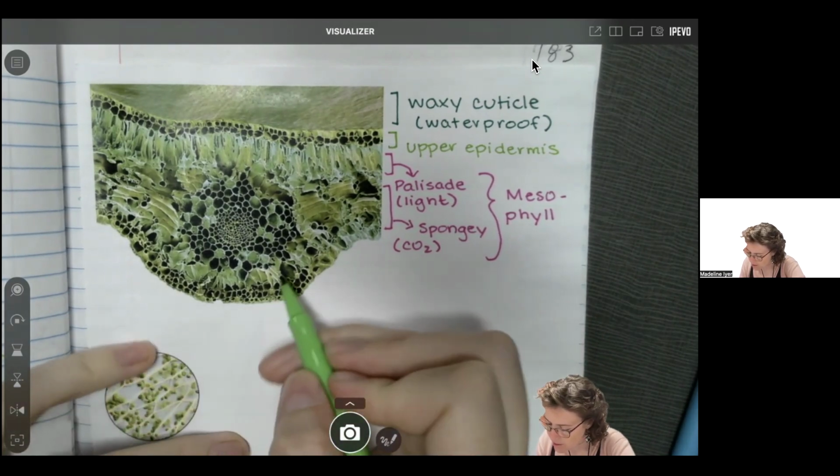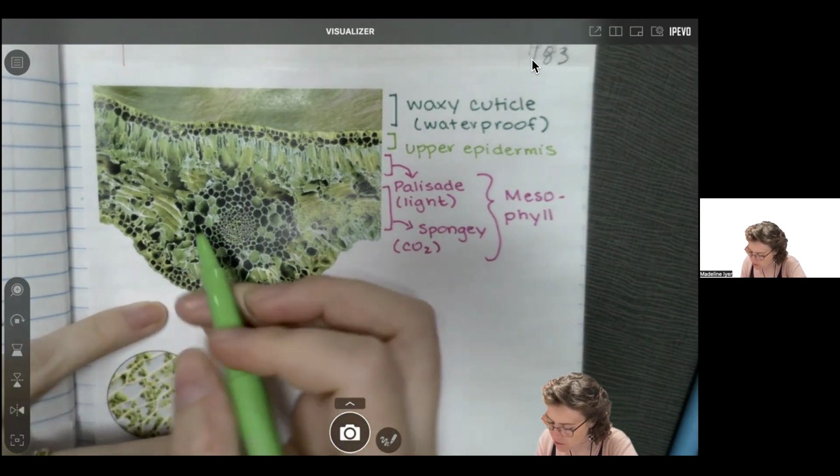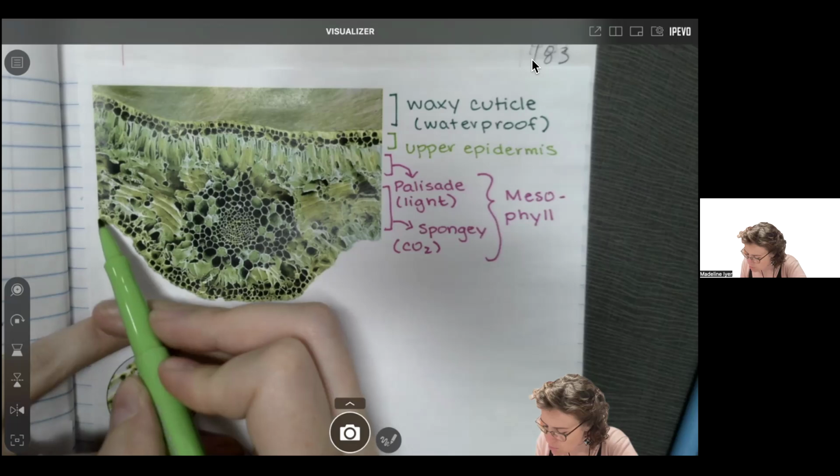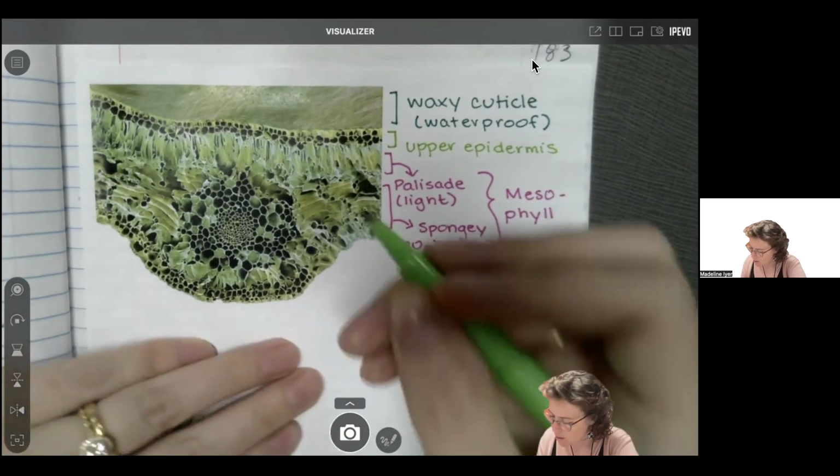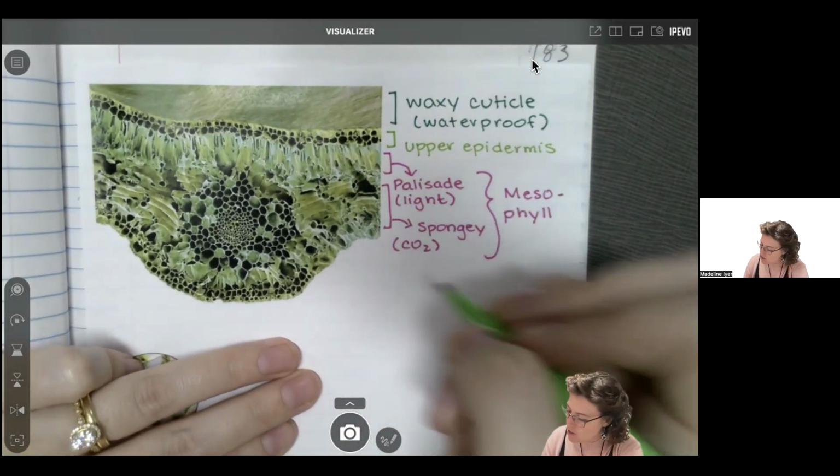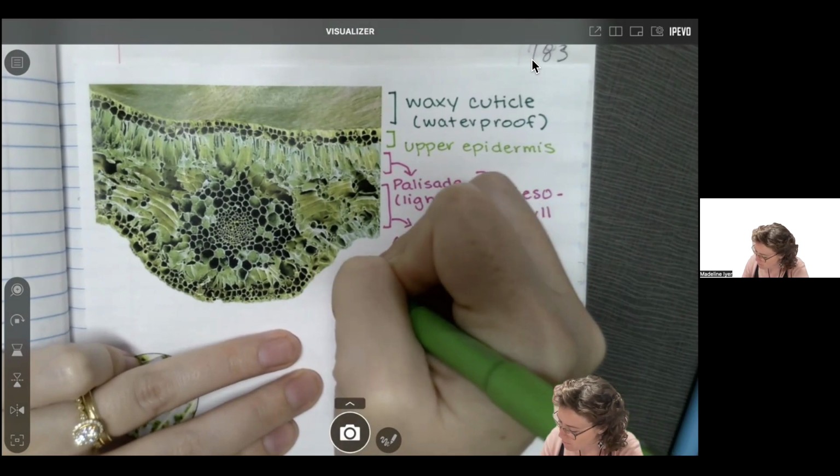We've got one here, one here, one here. I don't see a lot right here, and that's because this is protecting the center. But this is probably one over here. Yeah, let's label all three of these. These are stomata.